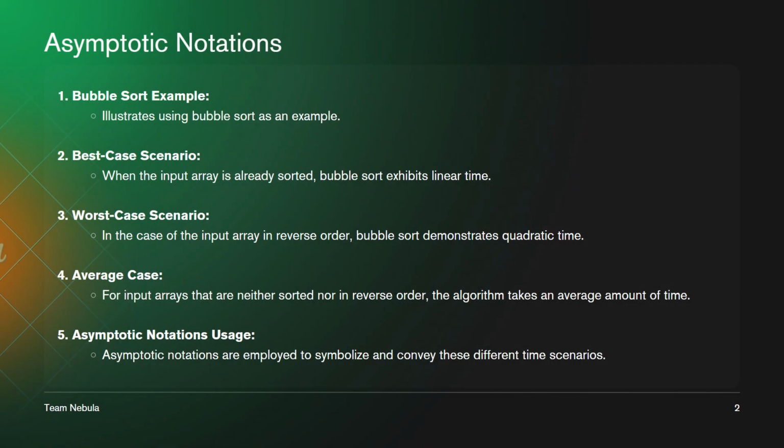Let's take the example of bubble sort. When the input array is already sorted, the algorithm exhibits linear time, representing the best-case scenario. Conversely, when the input array is in reverse order, it demonstrates quadratic time, representing the worst-case scenario. For situations where the input array is neither sorted nor in reverse order, the algorithm takes an average amount of time. Asymptotic notations are employed to symbolize and convey these different scenarios.